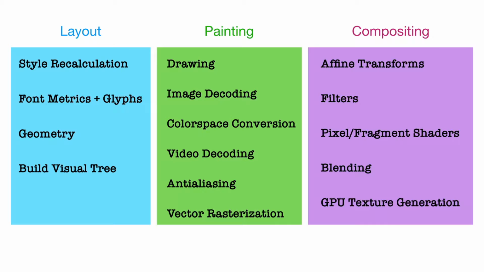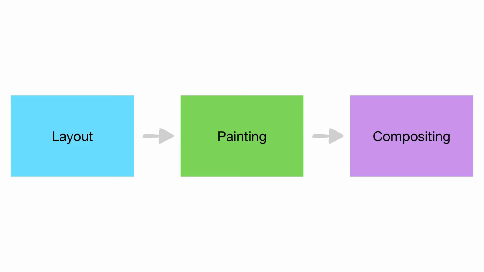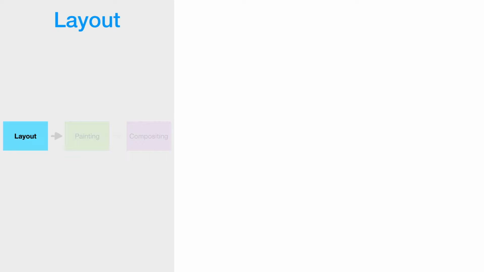Normally, we operate on these stages one by one, but there's one thing that can cut through all of them for every frame that you display on the screen, and that's animation. Because animation can operate on any of these properties cutting across all of these stages. So layout, painting, and compositing are the three distinct stages that operate sequentially, ultimately rendering the UI on the screen. Let's dig a little deeper into each of these stages, starting with layout.